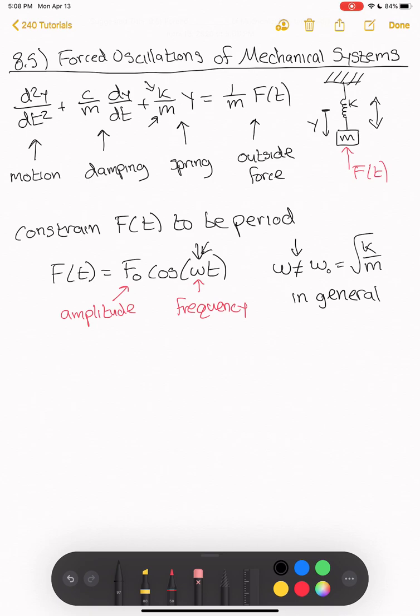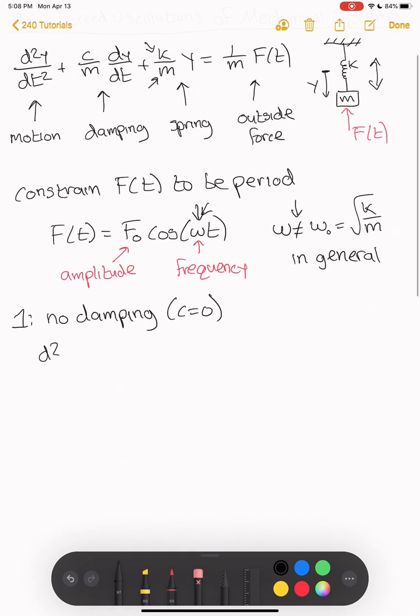So we have a couple cases. We have the case where there's no damping. We saw that that was when c is equal to 0. So that means there's no air resistance or anything. It's just doing its own thing. And so that corresponds to this equation. I'll just write it down real quick. And this is not equal to 0 this time, but equal to some outside force that we're given.